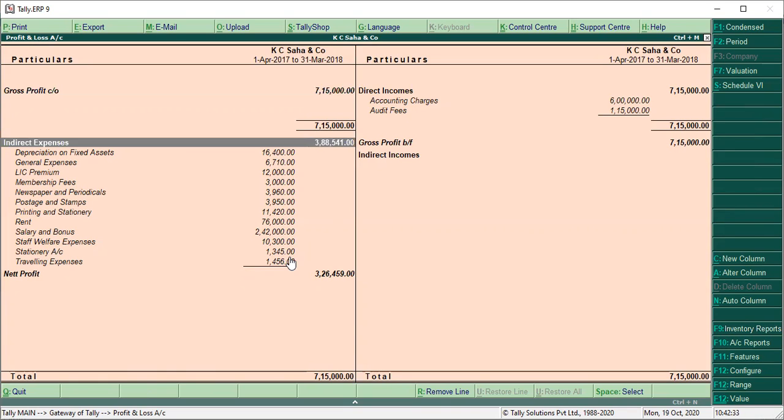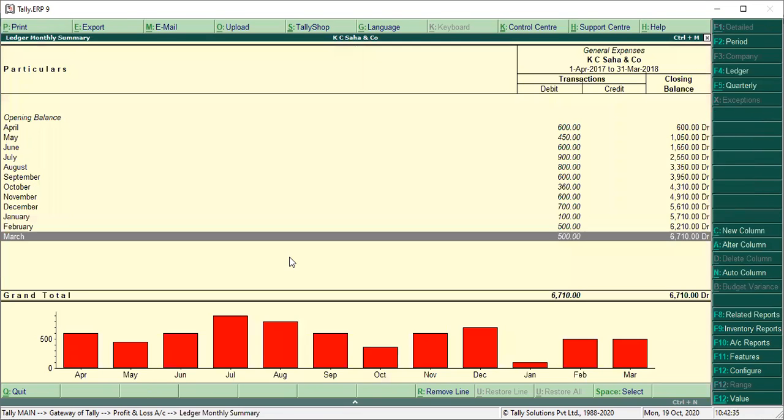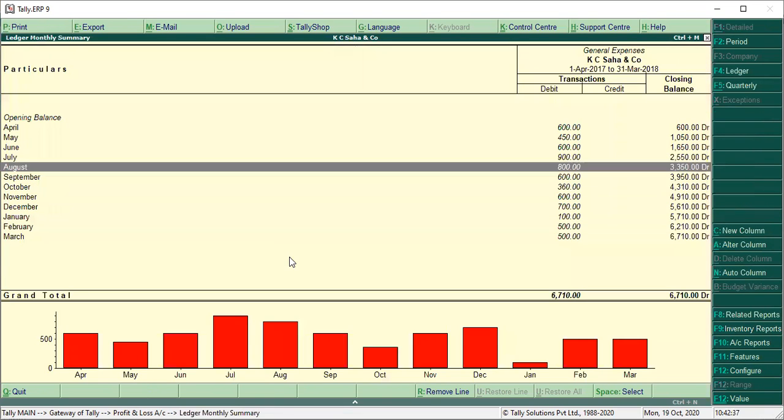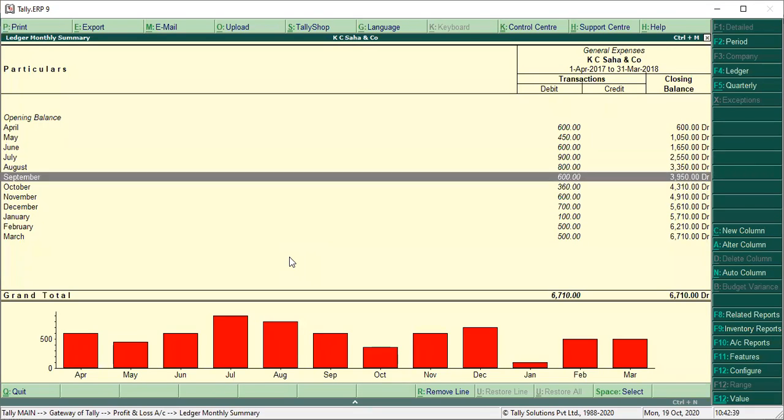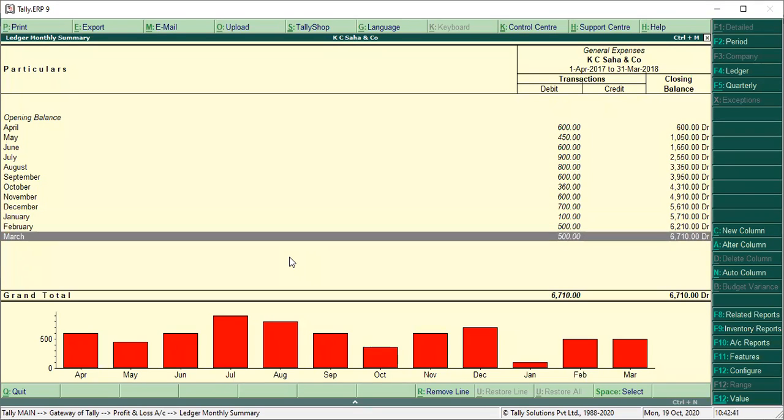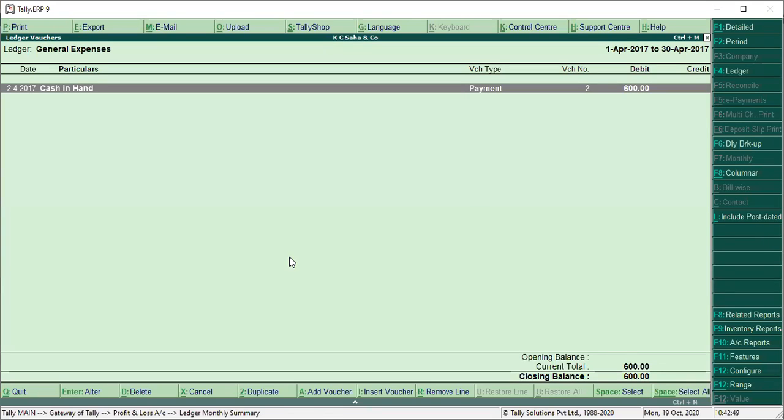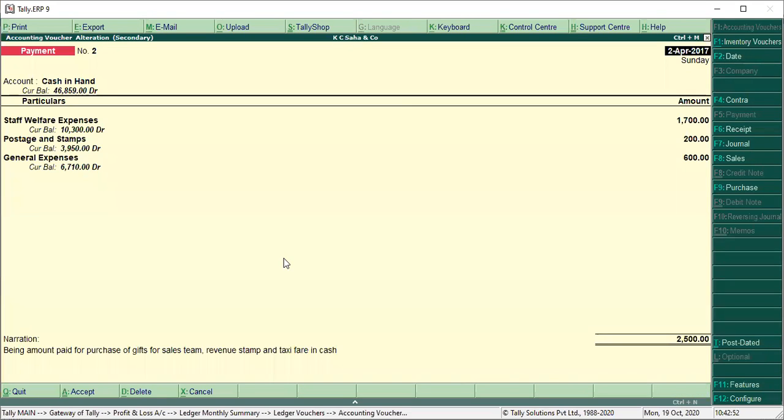Next, we have to check that is general expenses. So there are lots of transactions in the April month, May month, June month. In the whole month, you can say there is a transaction. So you have a point. You can open this transaction and just read out the narration.